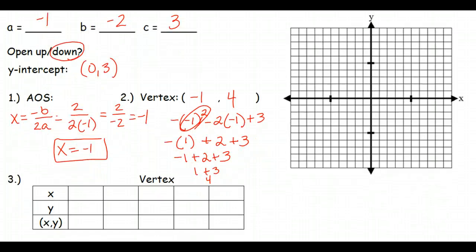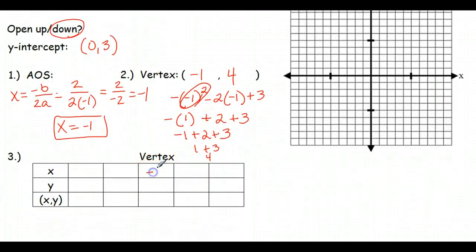So let's go ahead and put that into our table. Negative 1, 4. So I'm going to pick numbers bigger and smaller, so negative 1, 0, 1, and negative 2, and negative 3. We're going to plug those in and figure out what our y-coordinates are. So again, we have y equals negative x squared minus 2 times x plus 3.